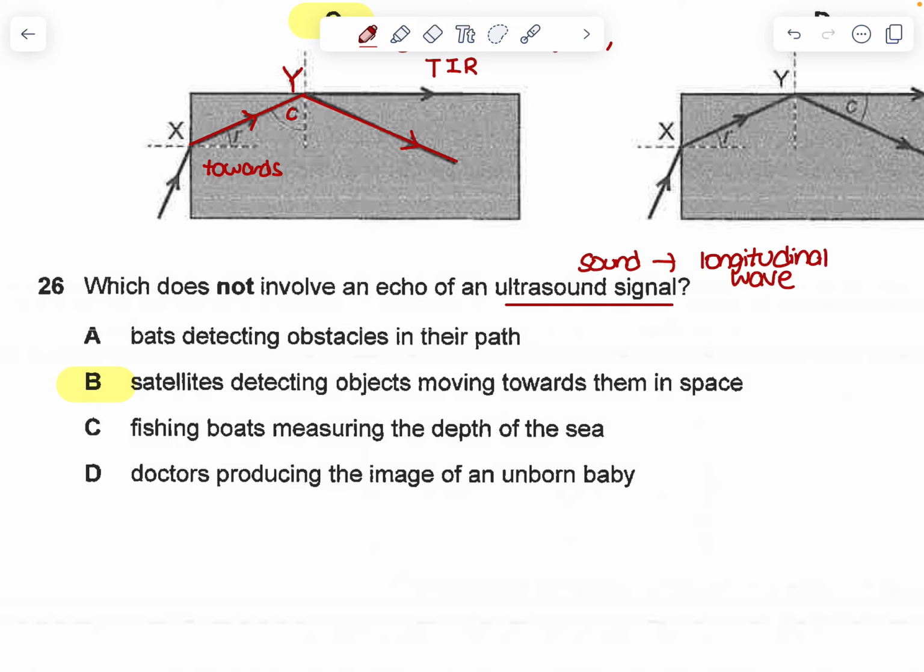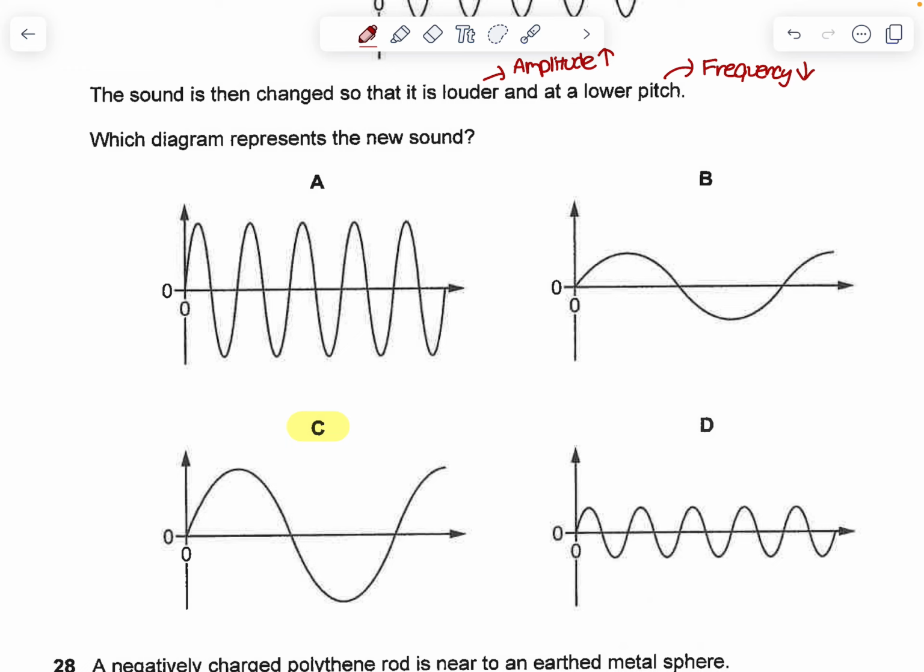Question 27. The diagram represents a sound wave. Then the sound is changed so that it's louder. Loudness is proportional to amplitude. And a lower pitch, which is proportional to frequency. So a louder wave has higher amplitude, lower pitch means lower frequency. So you just need to find the one that is C, which has a higher amplitude and lower frequency.